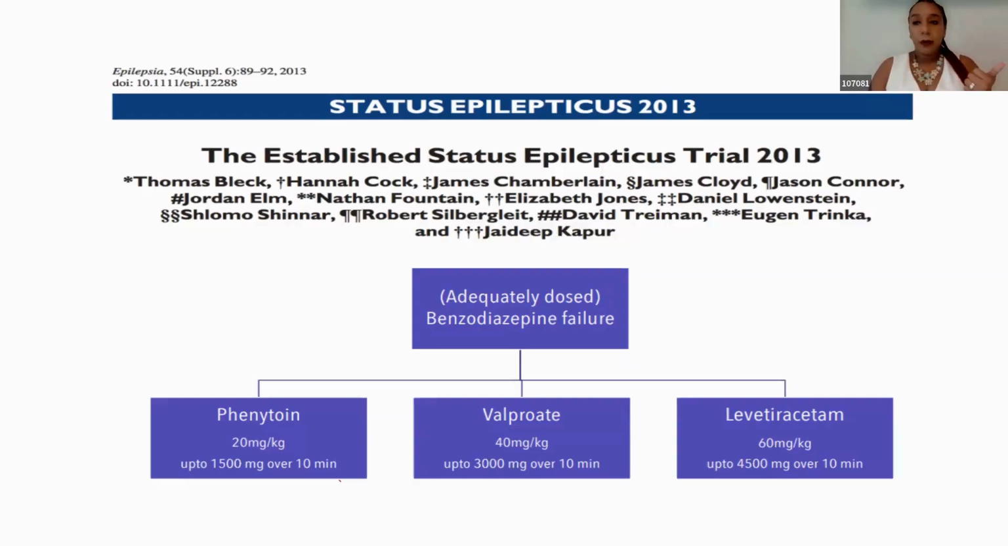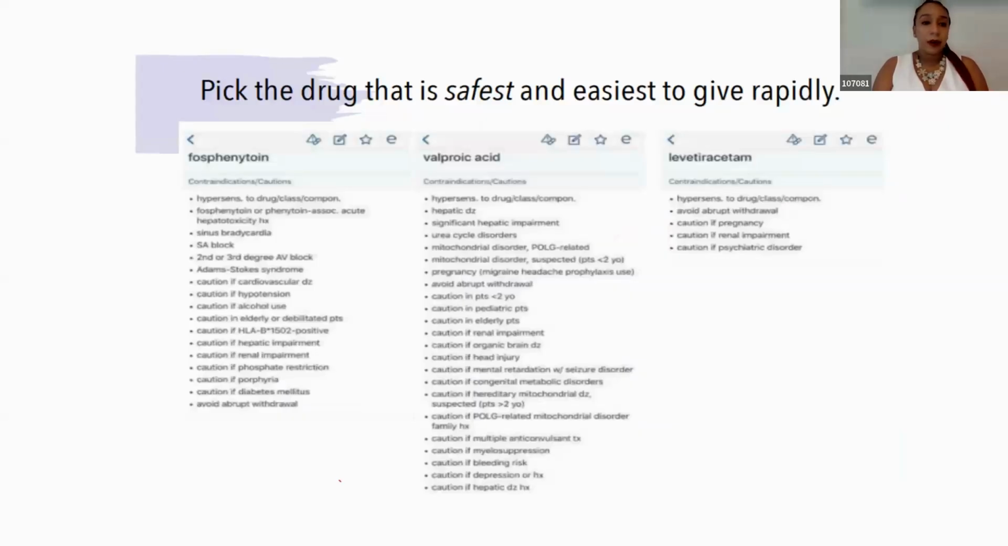For phenytoin here, we load with 20 milligrams per kilogram, up to 1,500 milligrams over 10 minutes. For valproic, we do 40 milligrams per kilogram, up to 3,000 milligrams over 10 minutes. And Keppra, like I said, I really like levetiracetam. I really like Keppra. You can go 60 milligrams per kilogram, up to 4,500 milligrams over 10 minutes. So that's the dosing that we utilize here.